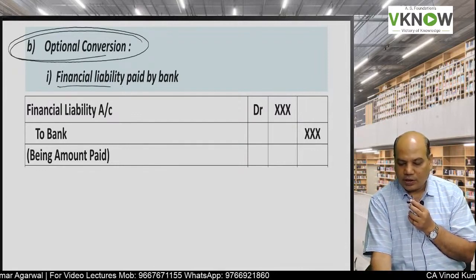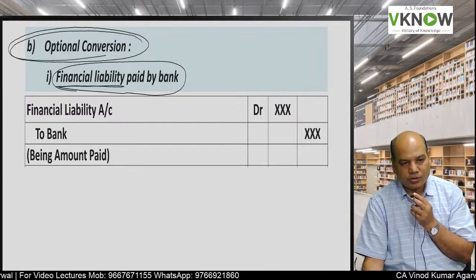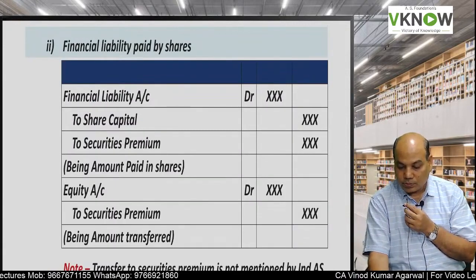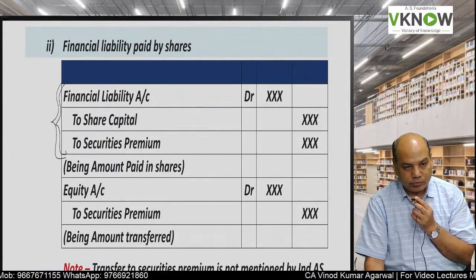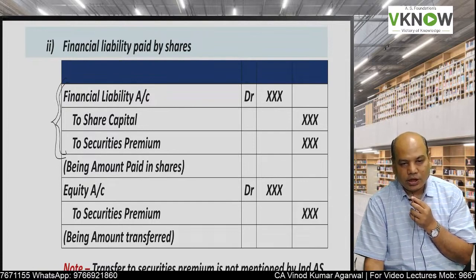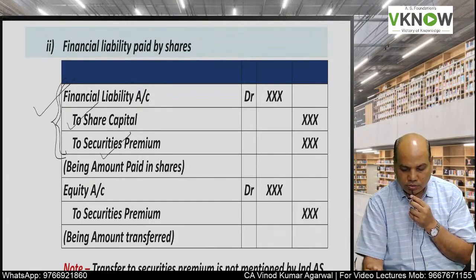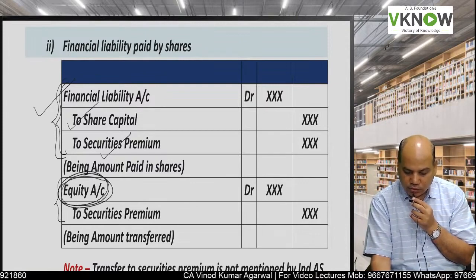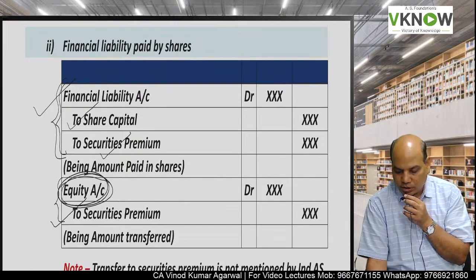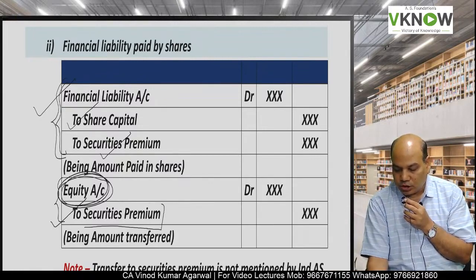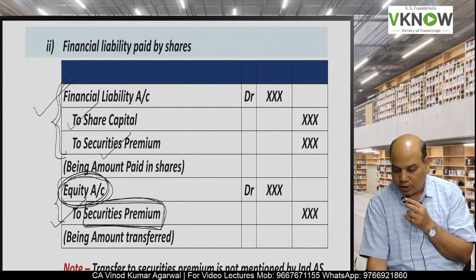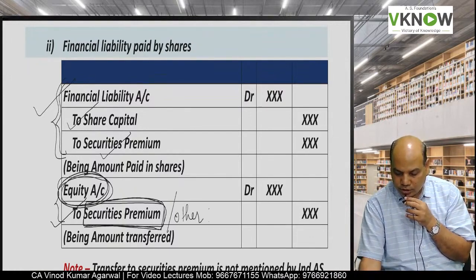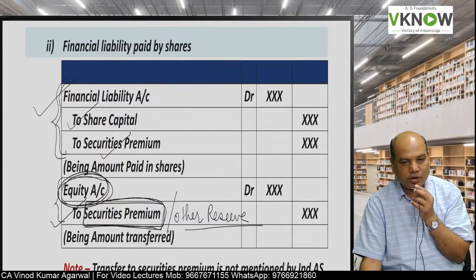Suppose we settle the financial liability by paying cash. Suppose the holder wants cash, financial liability to bank. Suppose the holder wants shares, or we issue shares, then the liability account debit to share capital to securities premium, and whatever is the balance left in equity account, that we will transfer to securities premium account. Although the standard does not tell you which account you will credit to, normally we will transfer to securities premium, or we can transfer to any other reserve also if there is any balance in equity account.